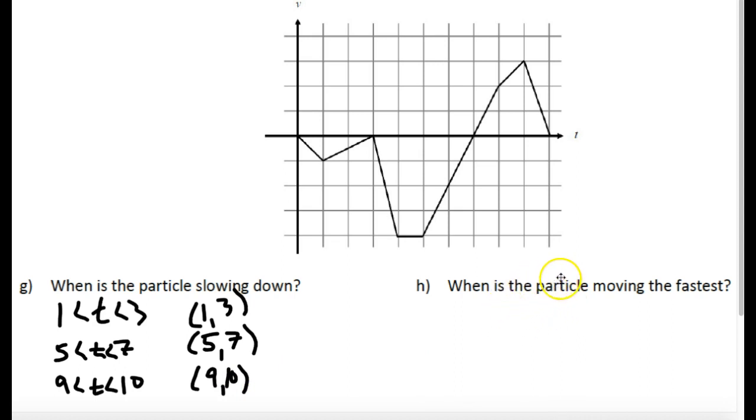Now, when is the particle moving the fastest? Well, that's going to be where its speed is greatest, where the velocity is furthest from the x-axis or the t-axis. Well, that happens down here. This is where the graph is furthest from the x-axis. That's where the speed would be the greatest. So that occurs on this entire second, from 4 to 5 seconds.